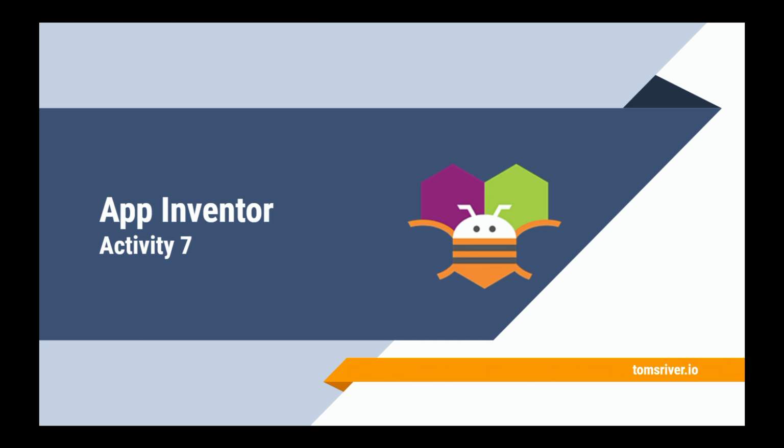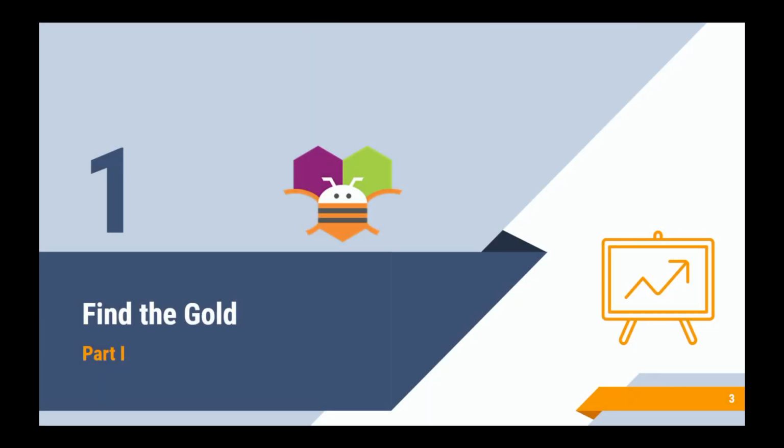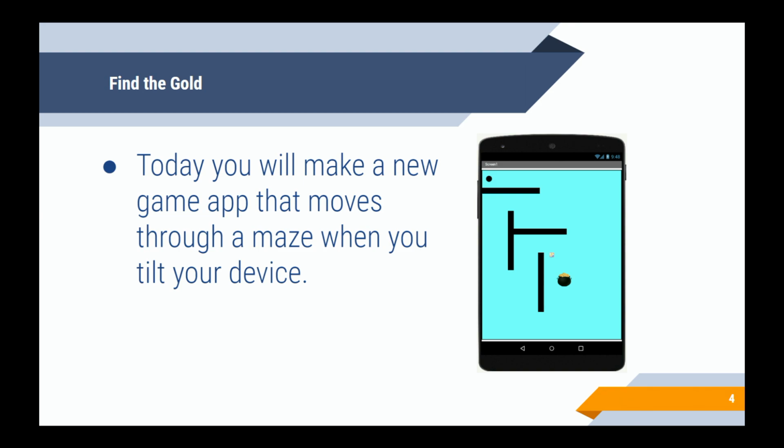In this video, you're going to create an app called Find the Gold. In this app, you're going to use the canvas, sprites, and accelerometer features in App Inventor. And in part 2, you're going to customize your app. So part 1. Today you're going to make a game app that moves through a maze when you tilt your device.